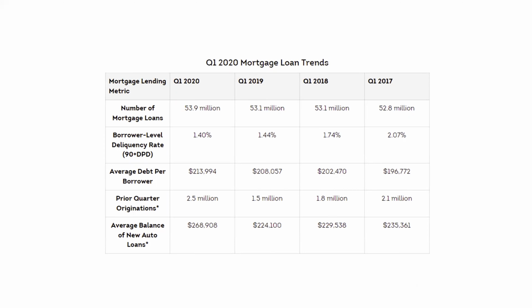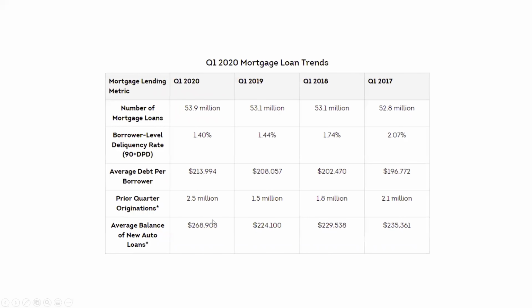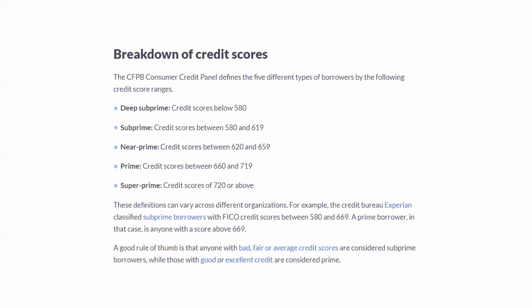And number two, mortgage loan is way higher than auto loan and personal loan. So this backs up what the total addressable market at Upstart is all about. Okay. Now, before I end the video, I would like to explain a little bit about the credit scores.